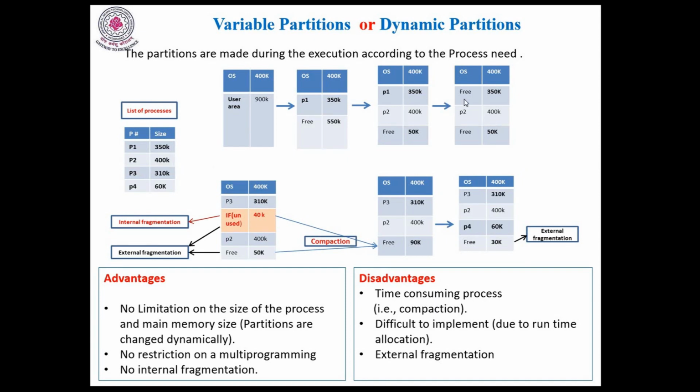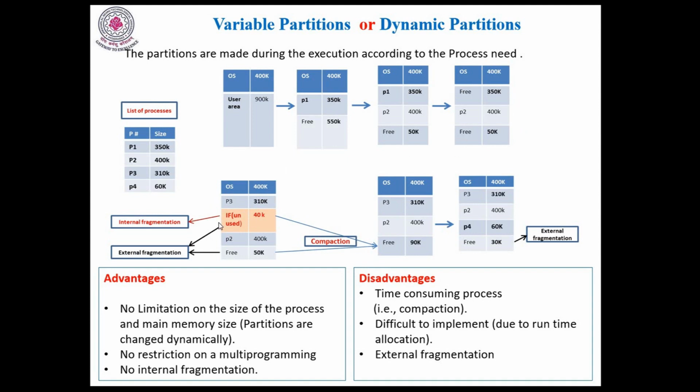After some time, P1 is swapped out after completion of its task. Now the free space available is 350K. Now this is one partition and this is another partition. Here 50K is available, here 350K is available. But these are dynamic partitions, so I can merge one to another. That flexibility is here, whereas in fixed partition, that flexibility is not there. What is that flexibility? I cannot merge partition 1 to partition 2, but in this method, I can merge.